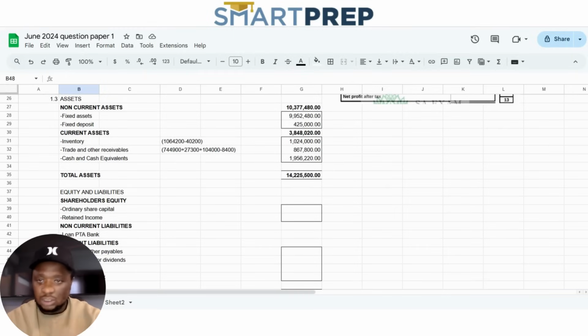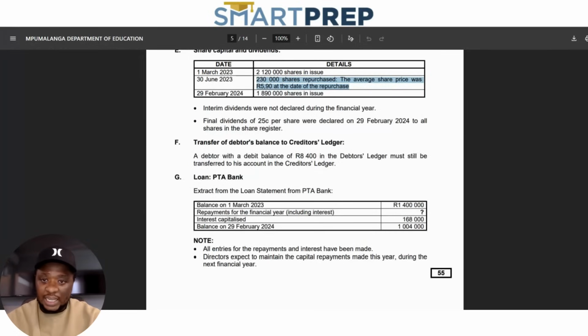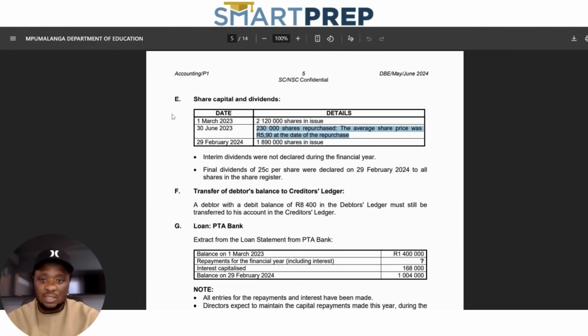Now fill them out, and then we're just basically going to be working these out. So let's start with ordinary share capital, and see if we can find this information. There was this information here on share capital and dividends.